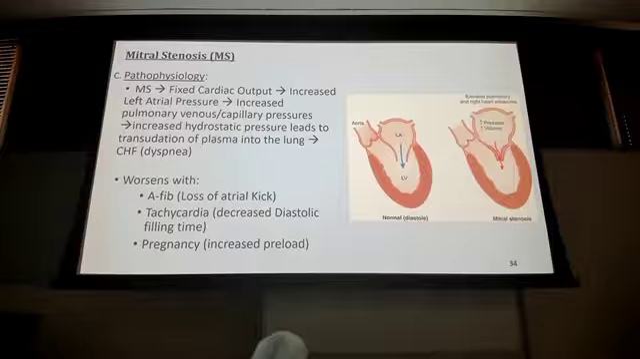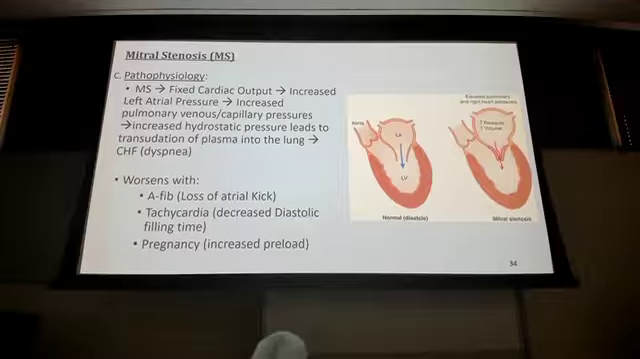And that higher pressure leads to higher volume, because you're not having as much or as long of a diastolic phase to get that volume out of the atria and into the ventricle. So that volume is going to accumulate in the atria, which then means it's going to back up into the lungs and cause pulmonary congestion. And now you're going to have crackles on your exam.